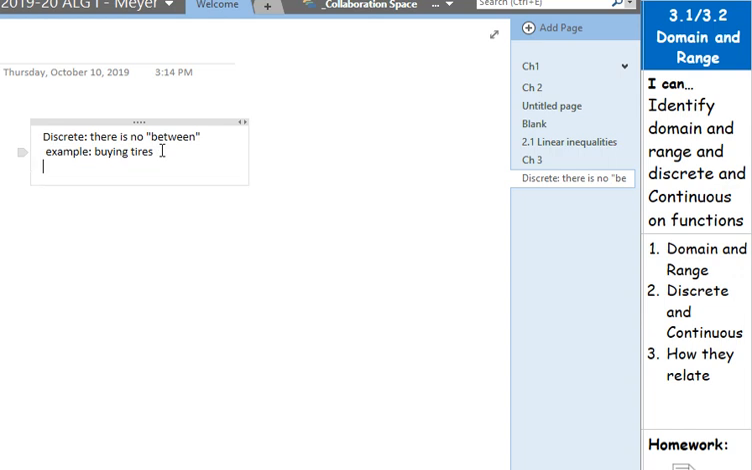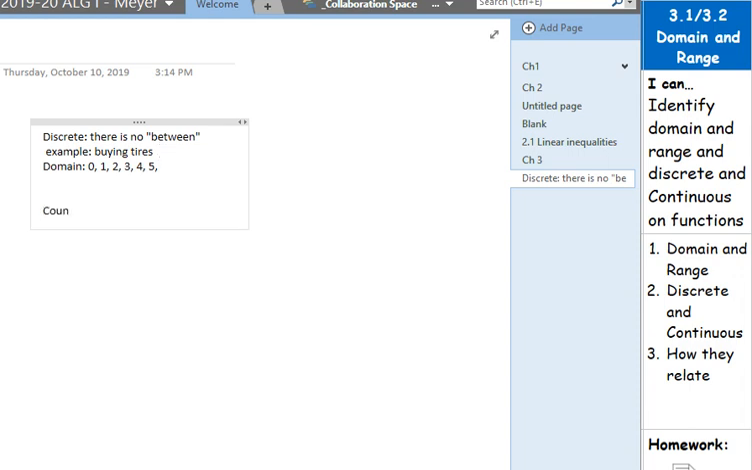So if we thought about our domain for buying tires, well, it'd be 0 because you could buy no tires. You could buy 1 tire. You could buy 2 tires. You could buy 3 tires. You could buy 4 tires. You could buy 5 tires. They probably have a limit. You probably couldn't buy like 300 tires because they probably don't have that many tires at the store. So you have a limit of how many tires you can buy, but that's all integers, 0, 1, 2, 3. No negatives, so that's my domain there.